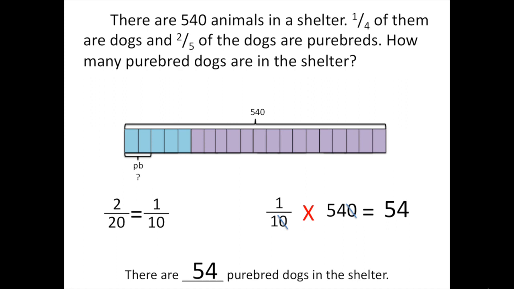I'm going to write 54 in my answer and cross out my question mark and write 54 in my bar model as well. So there are 54 purebred dogs in the shelter. Taking a look back at this problem, you can see that since we had 1/4 of our total that were dogs and 2/5 of the dogs that were purebreds, we ended up splitting this bar up into 20 parts. 2/20, or 1/10, end up illustrating our purebreds, and 5/20, or 1/4, illustrate the number of dogs that there are in the shelter.